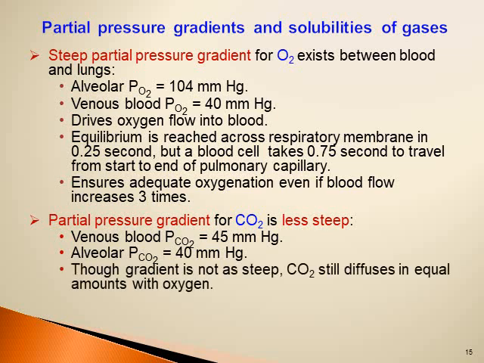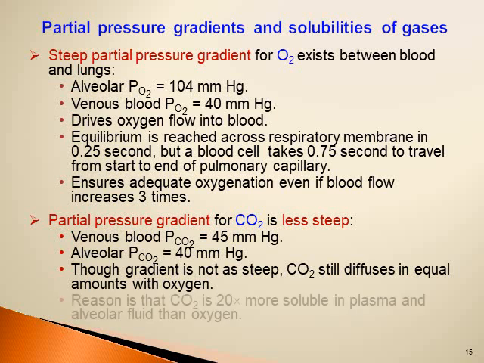Though the gradient is not as steep for carbon dioxide compared to oxygen, carbon dioxide still diffuses in equal amounts with oxygen. Why is this? Because carbon dioxide is 20 times more soluble in the plasma and alveolar fluid compared to oxygen. So the less steep partial pressure gradient for carbon dioxide is compensated by the higher solubility of carbon dioxide in the plasma membrane as well as in the body fluid.